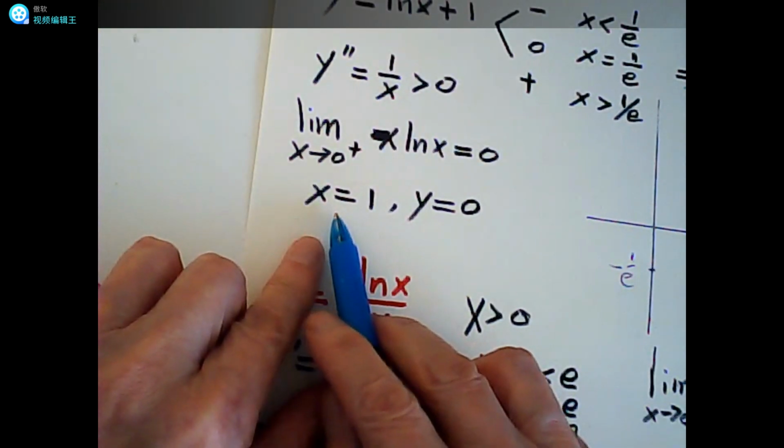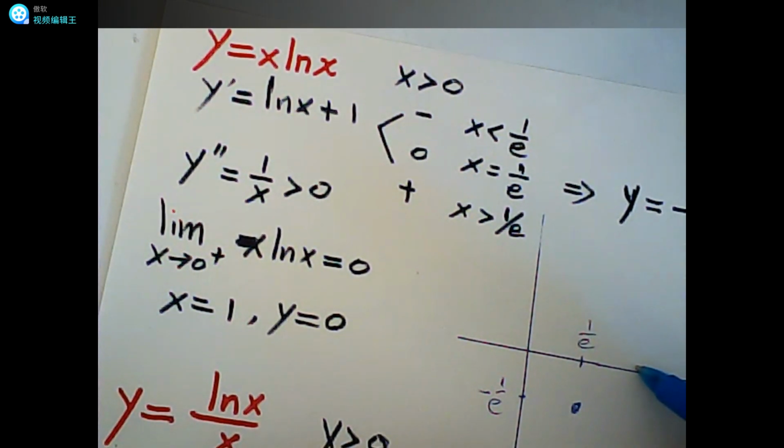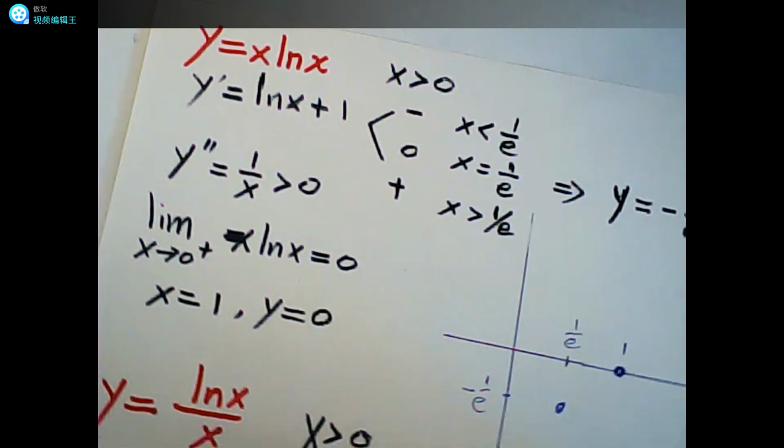So this is the point the function is passing through. At 1, y equals 0. At 1 it was here. So at 1, this is 1. This is y equal to 0. They're passing through.